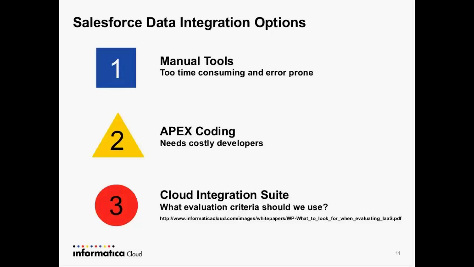I could be a bit more sophisticated and use Apex coding to make calls to other systems. But I've then got to go to development to write to APIs to get that data and move it in and out. Or I could use a cloud integration suite, and I've got a little link there. When you see these slides afterwards, you can click that link and see the types of evaluation criteria that might be useful when you look at integration suites.